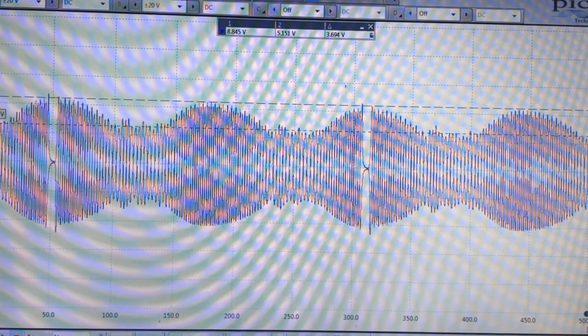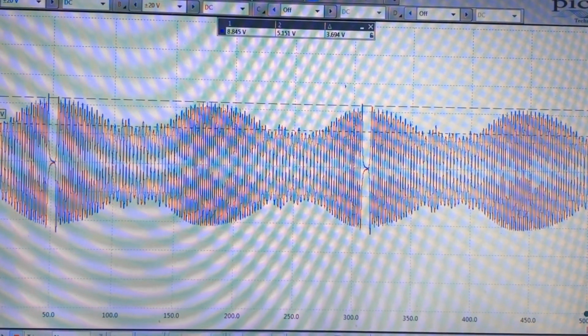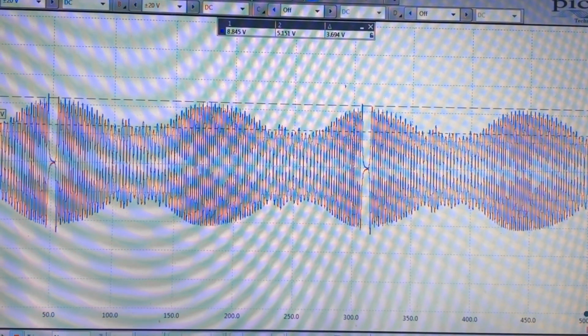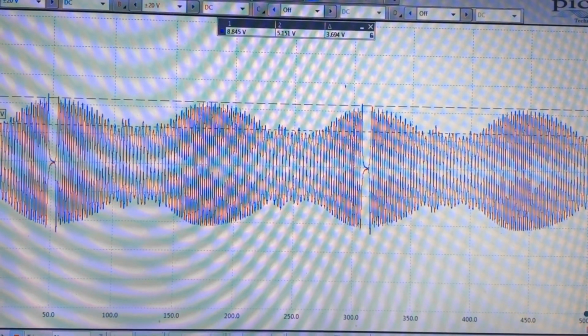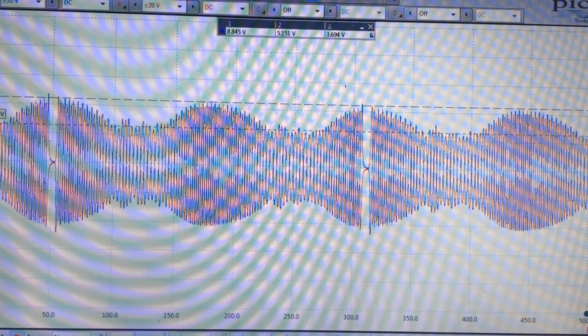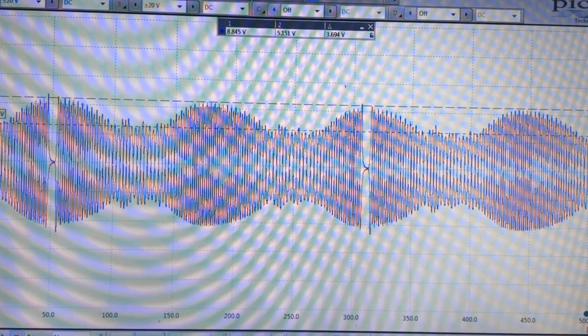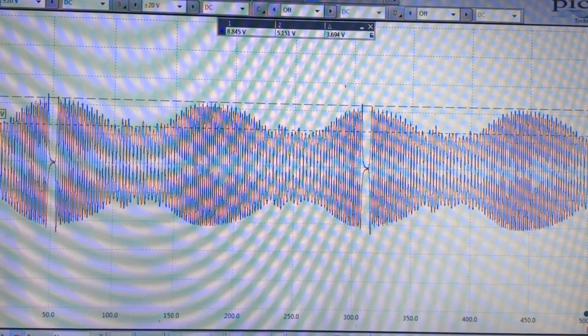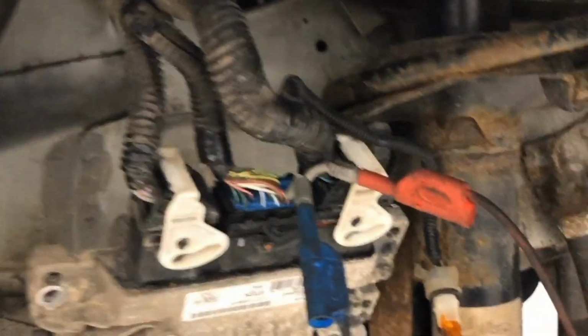So I'm going to now plug that back in, and I'm going to go back to the ECU and back probe the ECU plug where the crank sensor wires connect, and make sure that the signal exists at the ECU end of the wiring. So there I am.